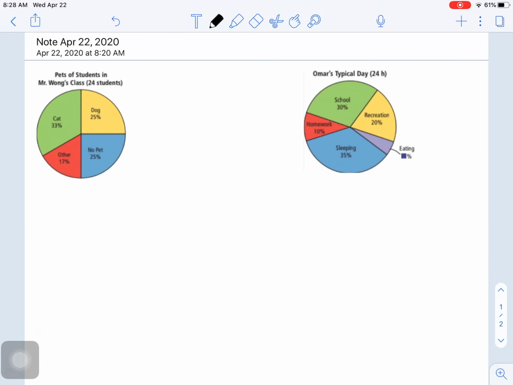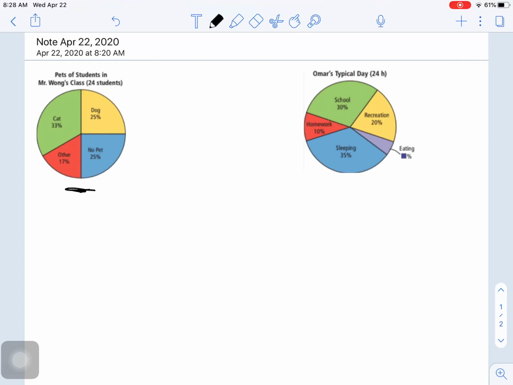Okay guys, today we're going to be looking at circle graphs, how to interpret them, and then later this week we'll be creating our own circle graphs. So if we look at this circle graph right here, we could right away notice some things about it. There are different names with percentages underneath them. We notice that 25% of the class owns dogs, 33% cats, other 17%, and no pets 25%.